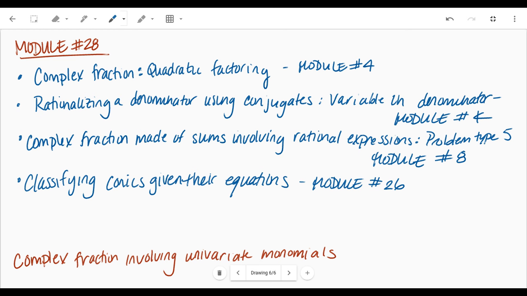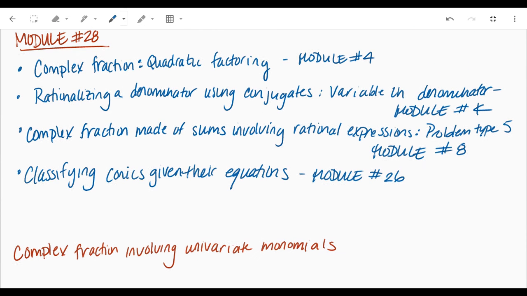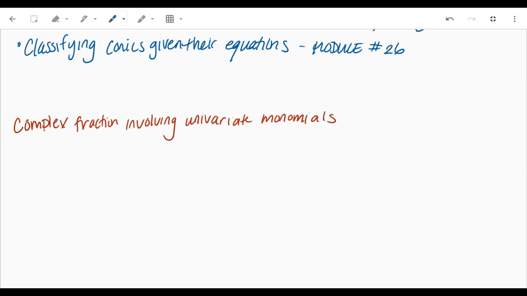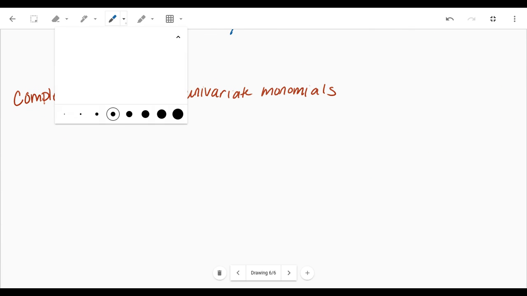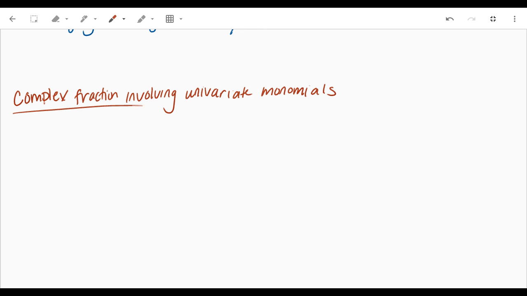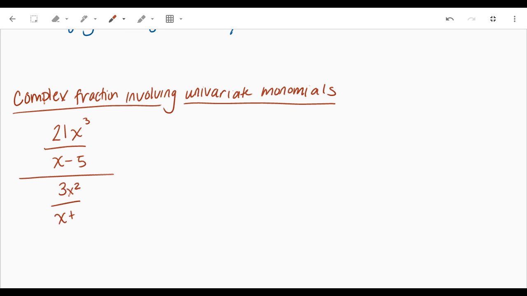So if you notice, you have already done this using multivariate monomials. So univariate is actually a little bit easier. I think it was probably in module 4 that you did the one with multivariate. But anyways, we'll start with this. So you're just simplifying a complex fraction, which means it's a fraction within a fraction. So we have something like 21x cubed over x minus 5 over 3x squared over x plus 5.